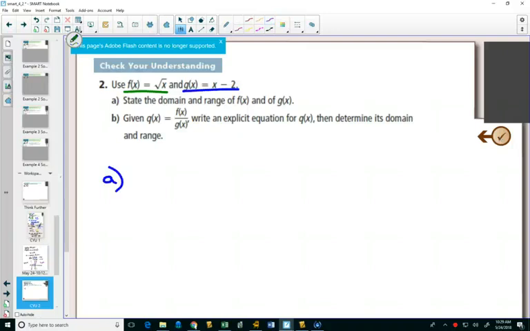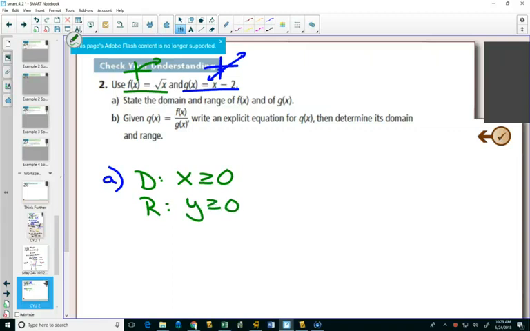So in part A, the domain of f of x, well, it does have a restriction. We're not allowed to take the square root of a negative. Again, you might draw a quick sketch of these graphs. And drawing those quick sketches allows you to say, I know that the range of my green graph is y is bigger than or equal to 0. The domain of a line is everything. The range of a line is everything as well.